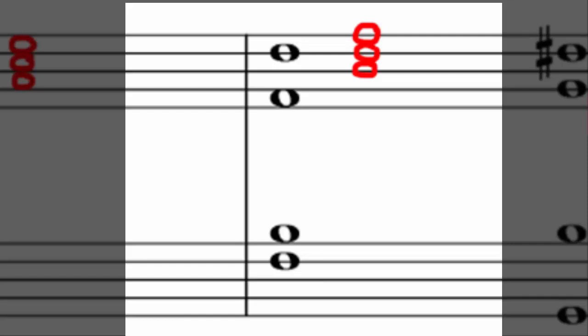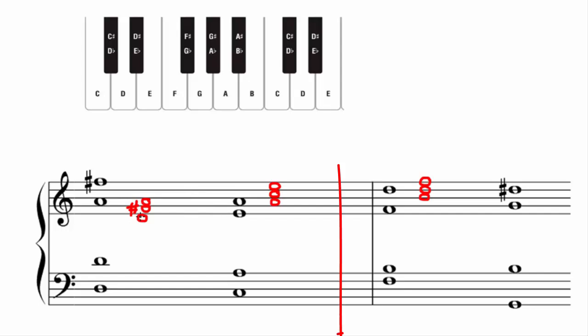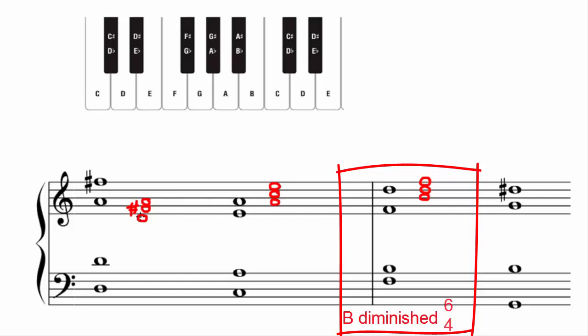Our second step is to identify the bass note. In this case, the bass note is an F, which is the fifth. Therefore, we are looking at a chord that is in second inversion. Second inversion is sometimes marked with the numbers 6, 4. The chord itself takes its name from the root, so we are looking at a B diminished chord in second inversion.